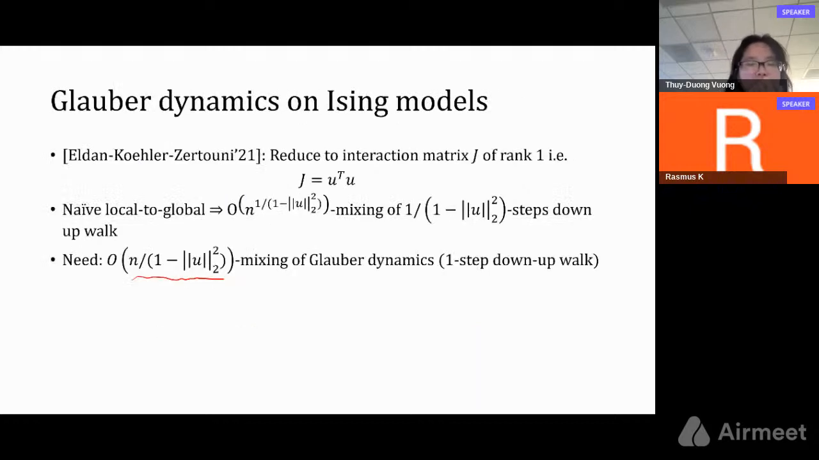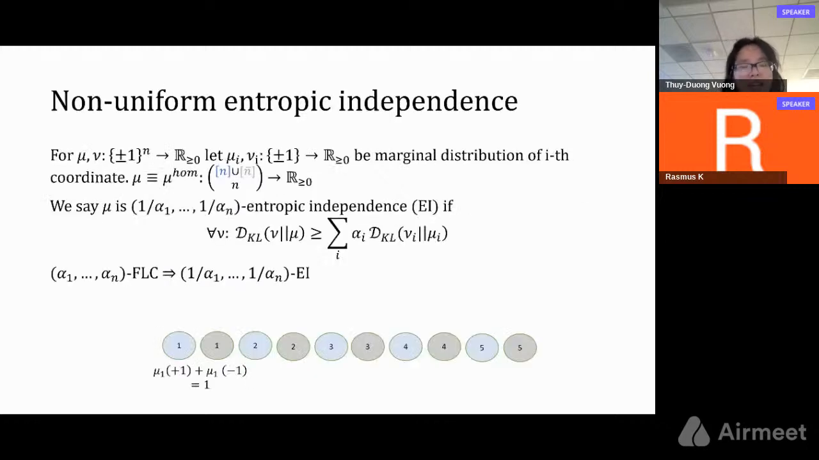The standard notion of entropic independence that I introduced earlier couldn't give us this linear mixing time. It can only give us some big polynomial mixing time. So we need to modify the notion a little bit and introduce a more complicated notion called non-uniform entropic independence. I'm not sure if we can go through this.